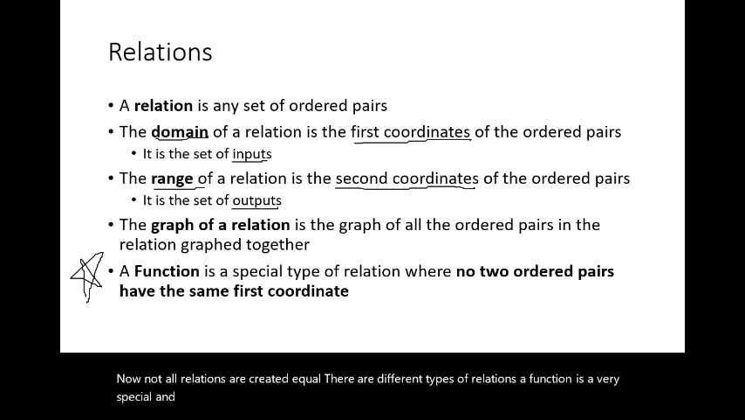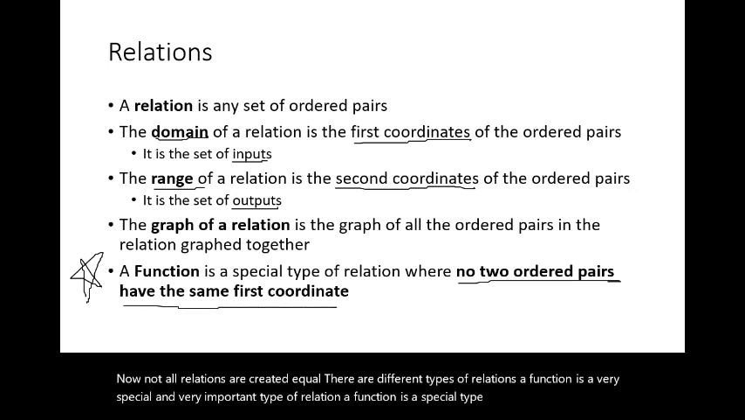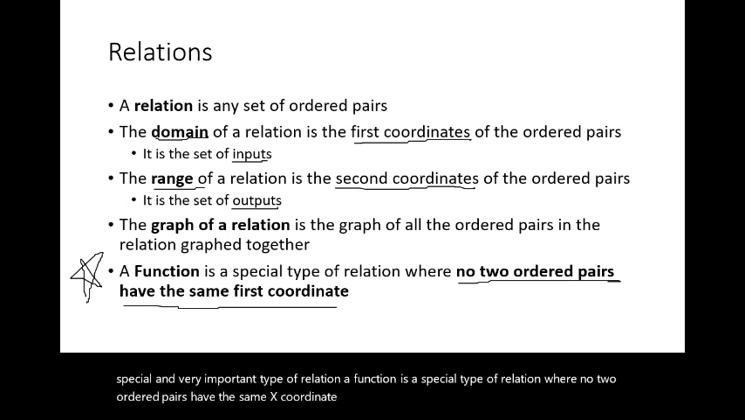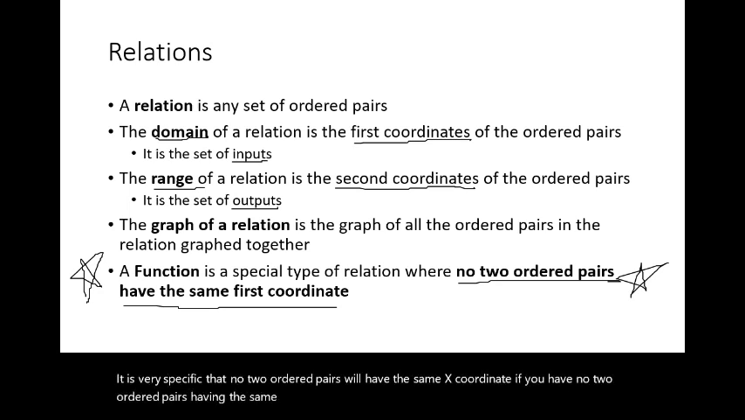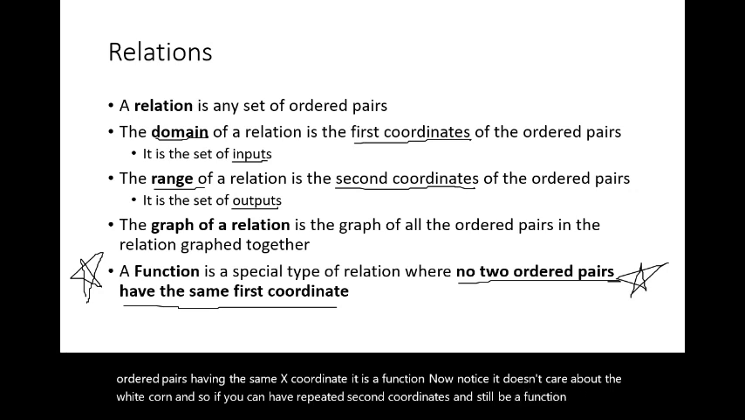A function is a special type of relation where no two ordered pairs have the same x-coordinate, or first coordinate. It is very specific that no two ordered pairs will have the same x-coordinate. If no two ordered pairs have the same x-coordinate, it is a function. Notice it doesn't care about the y-coordinate, so you can have repeated second coordinates and still be a function. It's the first coordinates that we're really focusing on.